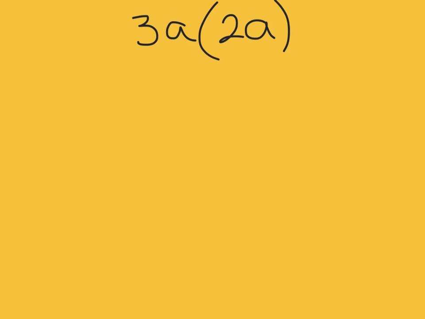The final thing I want to show you is what happens when we have two variables that are exactly the same. Well, we can see the exact same thing applies here. Let's multiply the 3 by the 2, so that gives me 6. And then we multiply the a by the a, which gives me aa.